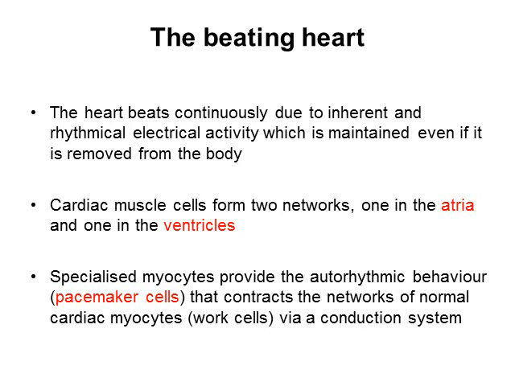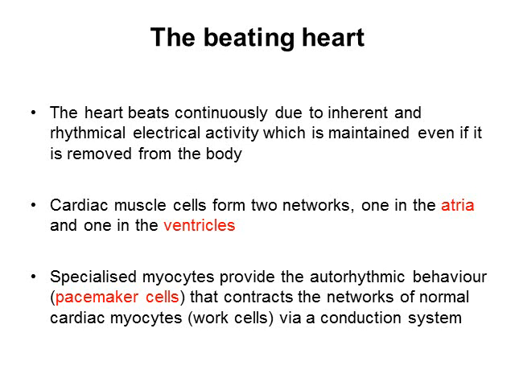The heart itself beats continuously by virtue of having an inherent rhythmical electrical activity. That activity is maintained even if the heart is physically removed from the body and all connections are severed. The cardiac muscle cells form two networks, one the atrial network and one the ventricular network. You will all have heard of these cells, although you may not have heard the terms, but there are specialist myocytes present which create this autorhythmic behaviour. These are called the pacemaker cells. They contract the network of normal cardiac myocytes via a conduction system.